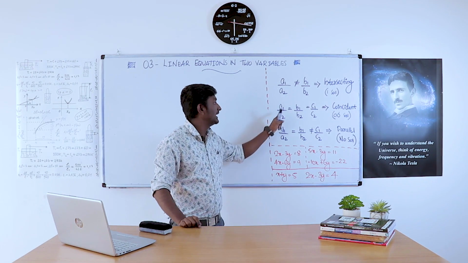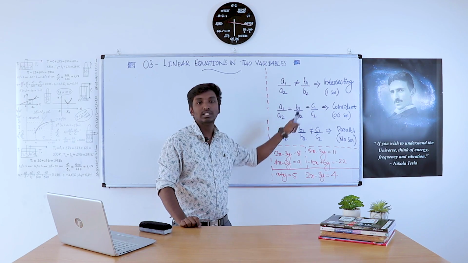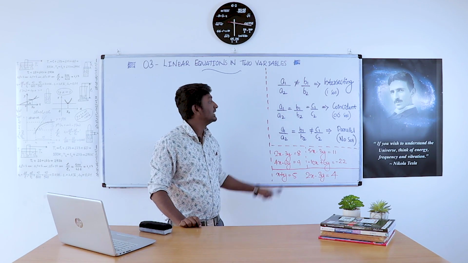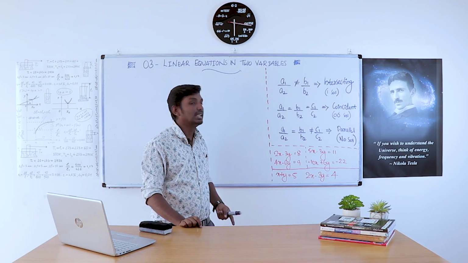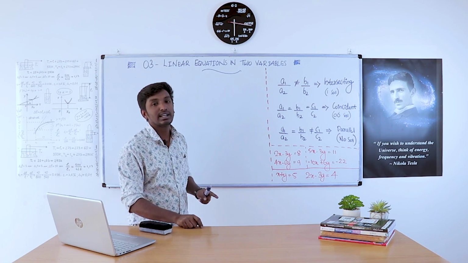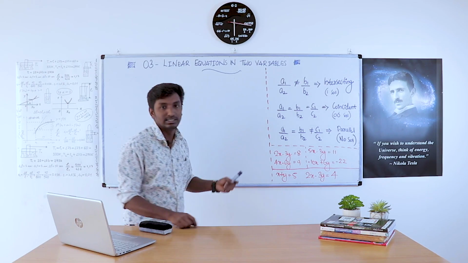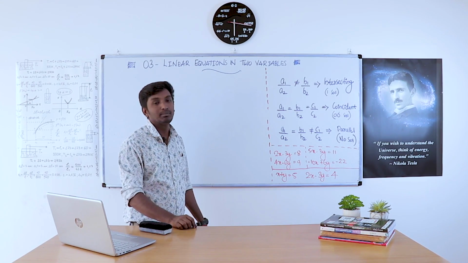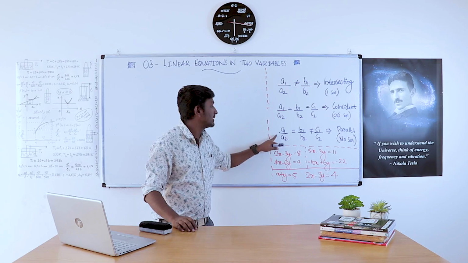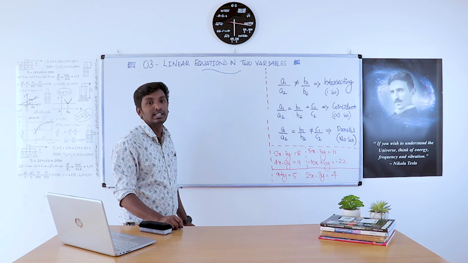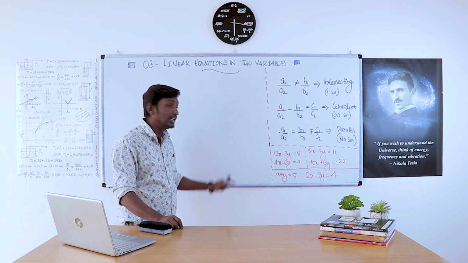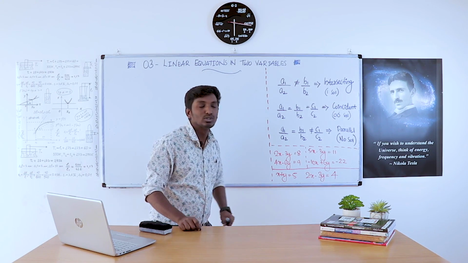If a1 by a2 equal to b1 by b2 equal to c1 by c2, then they are coincident lines. If they are coincident lines, they have an infinite number of solutions. If a1 by a2 equal to b1 by b2 not equal to c1 by c2, then they are parallel lines. If they are parallel lines, they have no solutions.